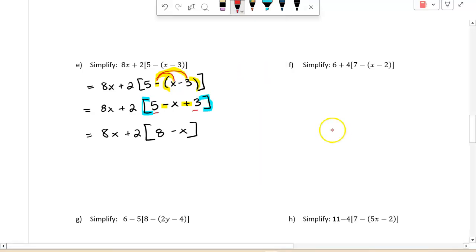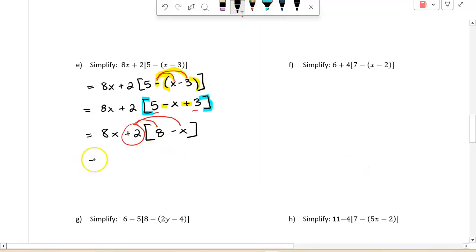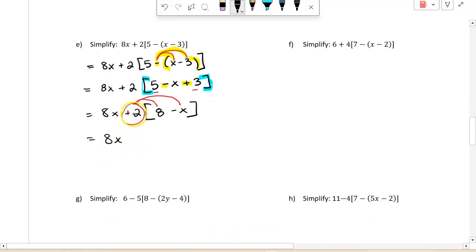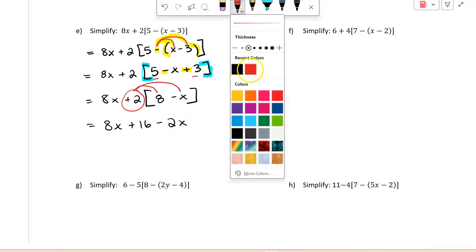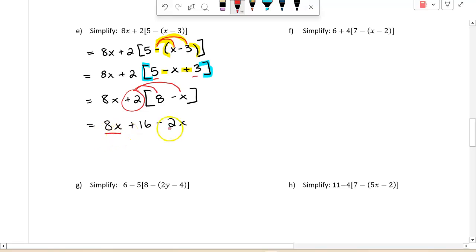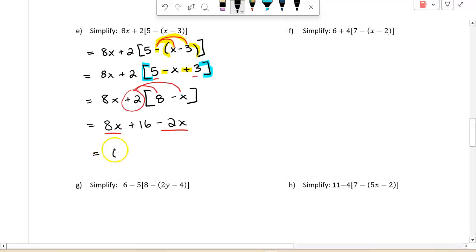The most important thing is that you now distribute this positive 2 to each thing to get rid of it. Because again, it works the same way as parentheses do. You just distribute. I get 8x. Positive 2 times 8 is going to be plus 16. Positive 2 times negative x, that's going to be negative 2x. Final step, check one more time for like terms. Now that there's no parentheses, there's nothing else to distribute, you can add and subtract. And 8x minus 2x, 6x. So you are going to do the other problems and check them on OneNote.